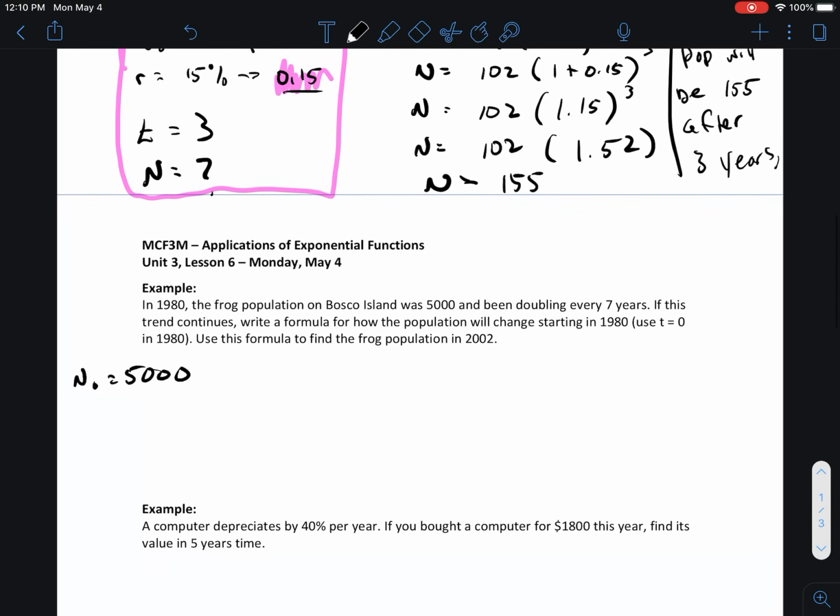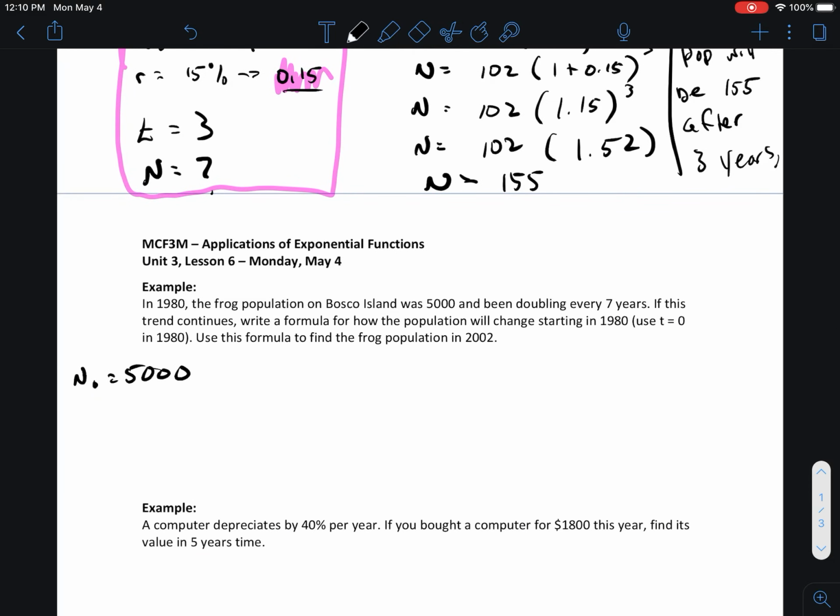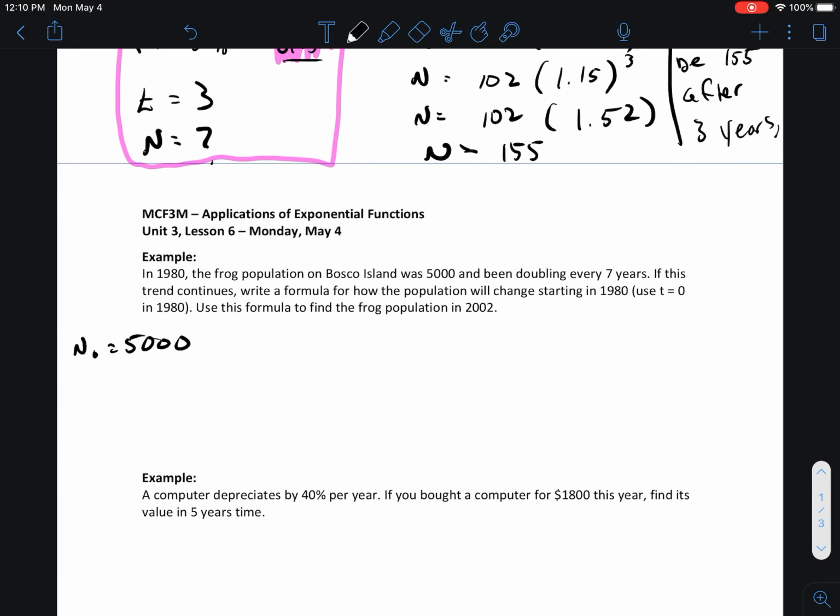And then the doubling factor, okay, that's actually the d value that you see there. You're going to put the number 7 there, okay? So this is what we call how long does it take to double, right? So the d value is going to equal 7, okay? If this trend continues, write a formula, okay?